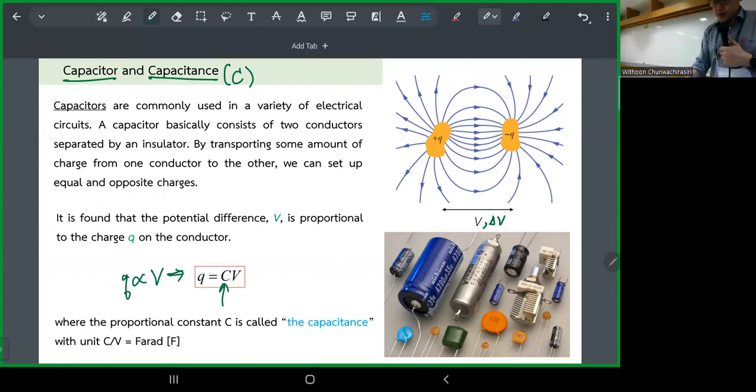Or you can think of this in terms of, if I want to show off this C a little bit, it's just the charge per volt.